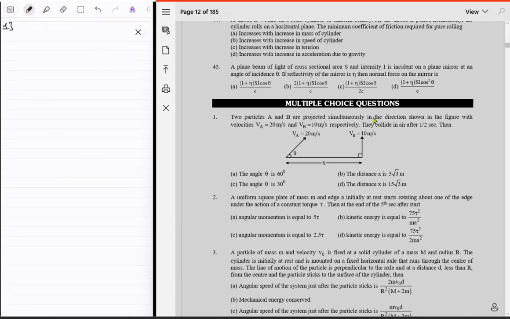क्या है first question? Two particles A, B proceed simultaneously in the direction shown in the figure with velocities VA, VB. They collide in the air after 1/2 seconds. अच्छा, so half second के बाद में collide कर जाएंगे. With respect to VB क्या हो रहा है?